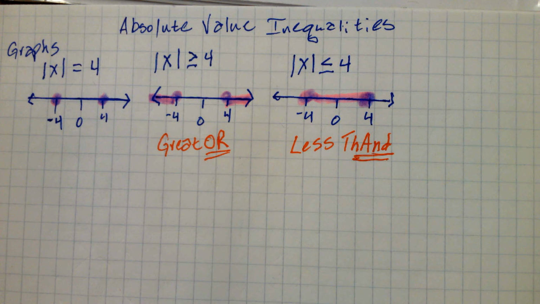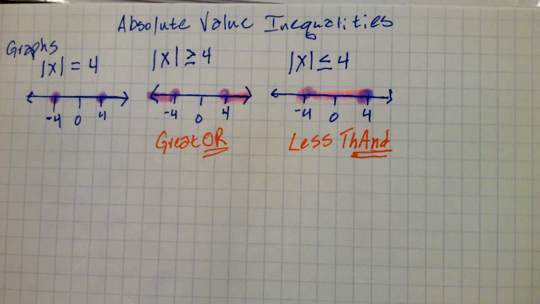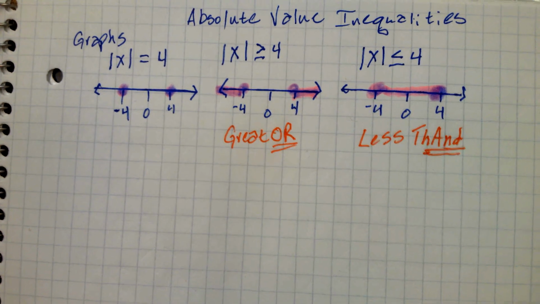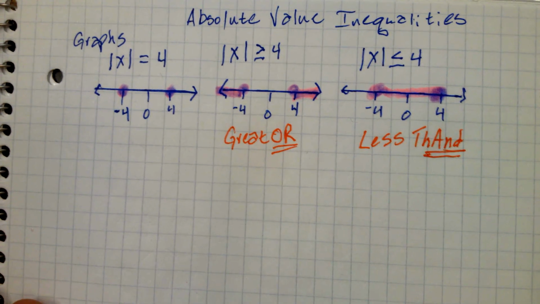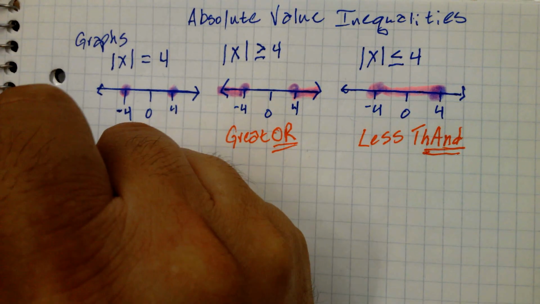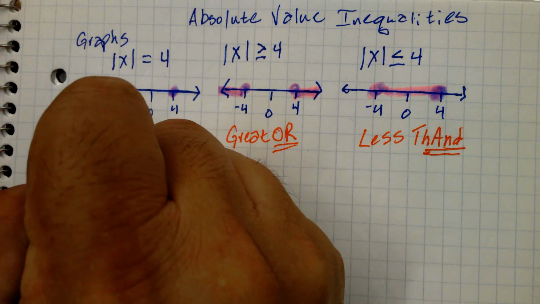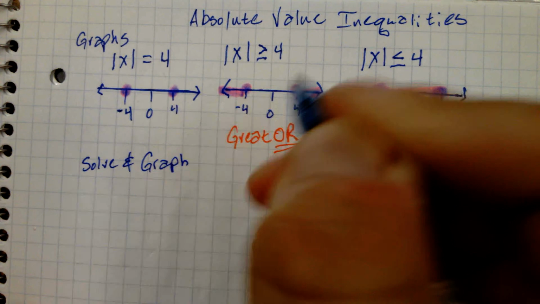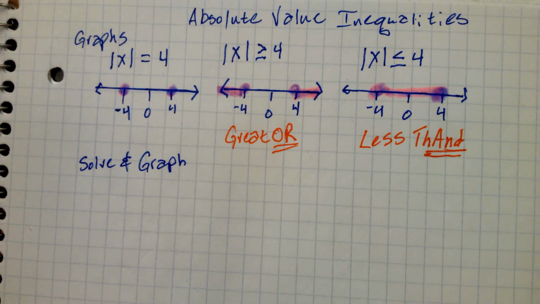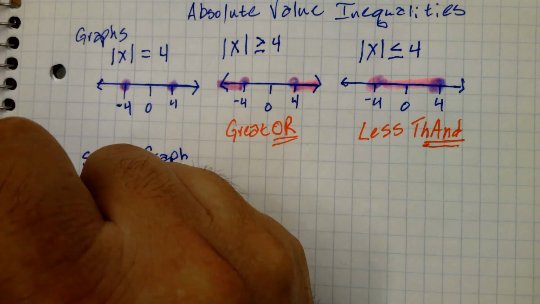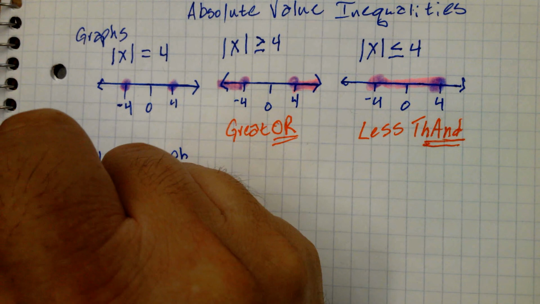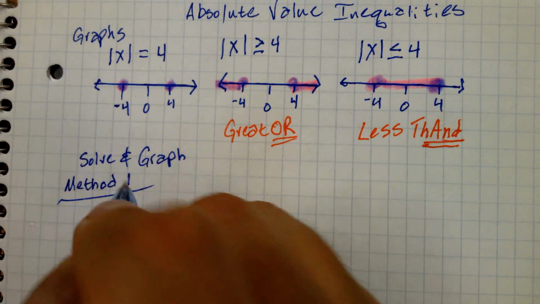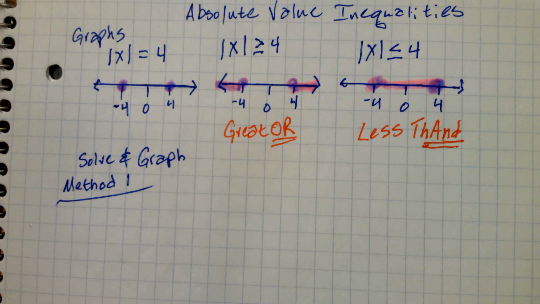Okay, now let's solve some. They're going to solve just like absolute value equations. So there's two methods. I'm going to show you both methods. So let's solve and graph. We're going to solve and graph, and we're going to call this method 1. So let's do a couple.